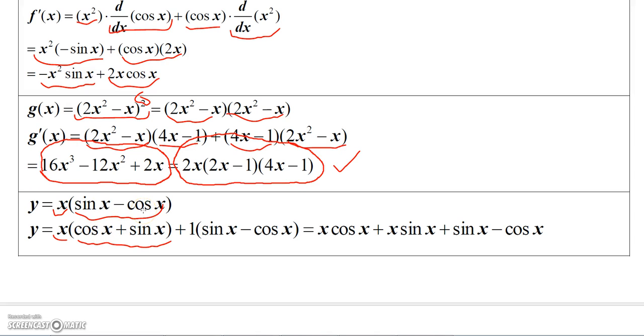But the derivative of cosine x is minus sine x. So you actually have a minus here, and then when you take the derivative of this, you get minus again. So a minus times a minus is going to be plus. So that's where I got the plus sine x.